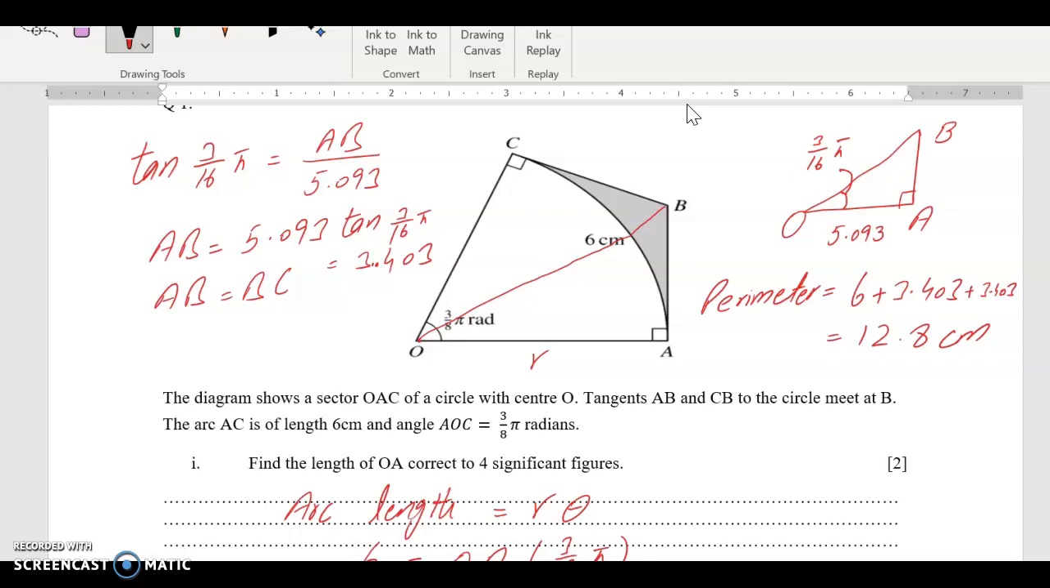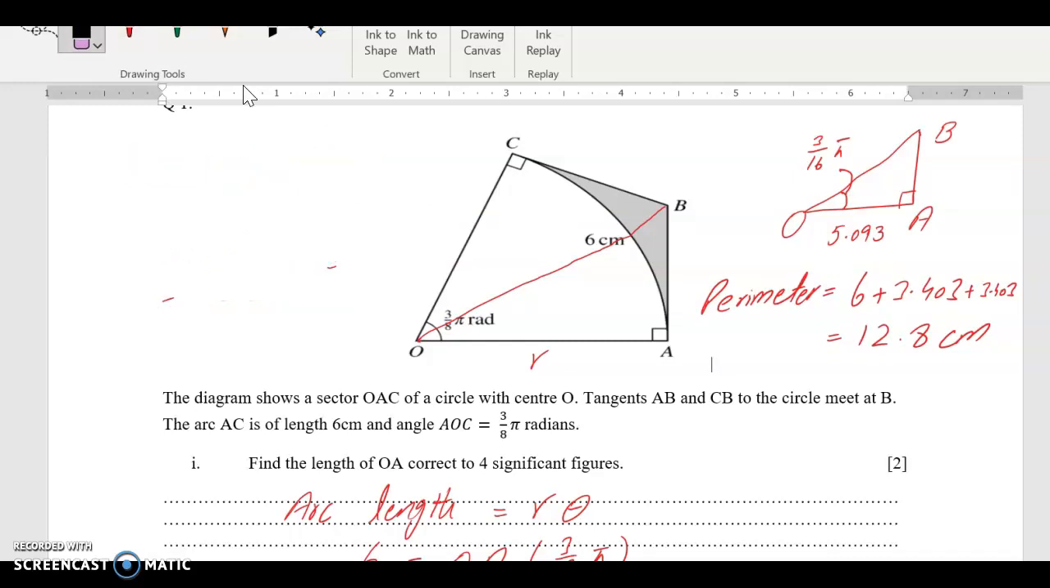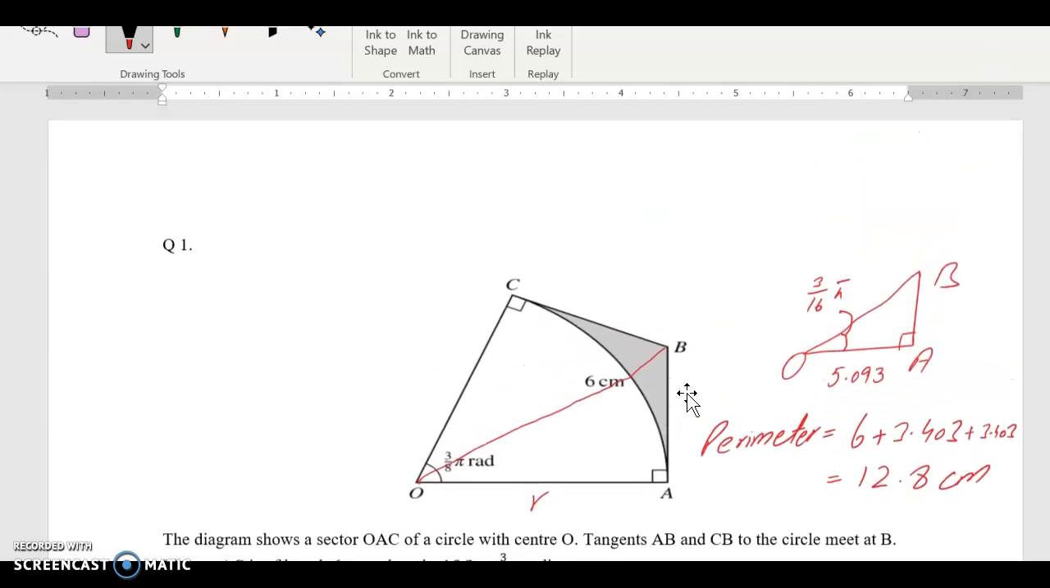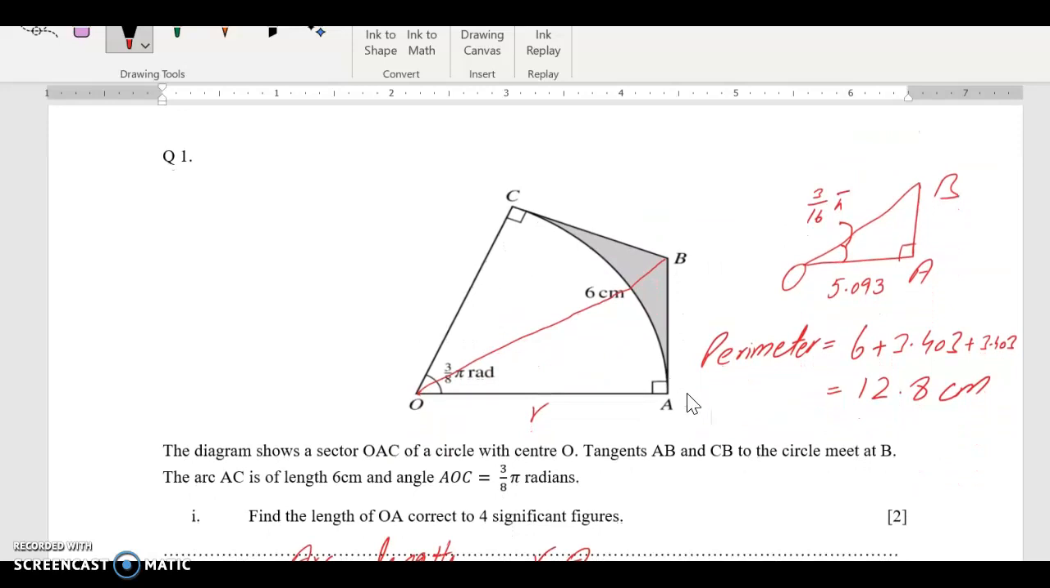Okay, so we're done with the second part. Now let's have a look at the third part of it. In the third part, we need to find the area of the shaded region. Again, if you look over here, when we draw a line O to B, we created two triangles. If we can find the area of these two triangles and then subtract the area of the sector from it, we will know the area of the shaded region.